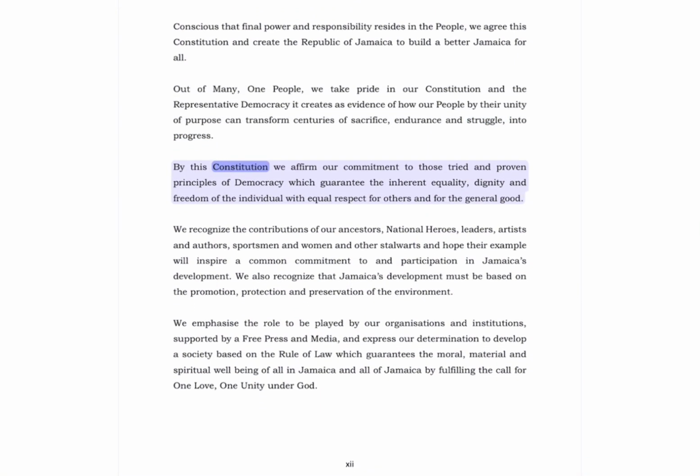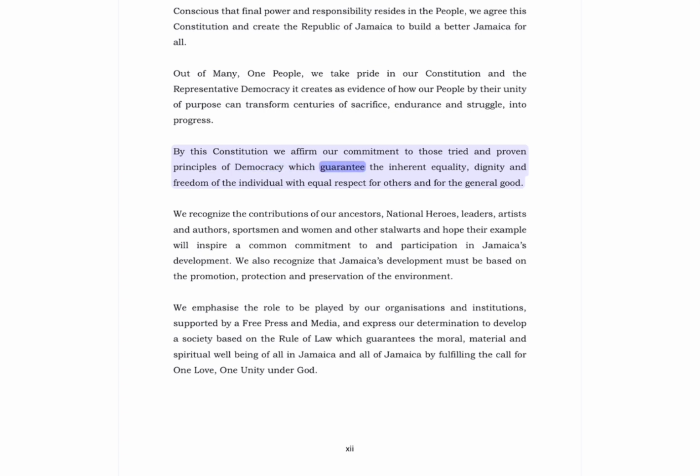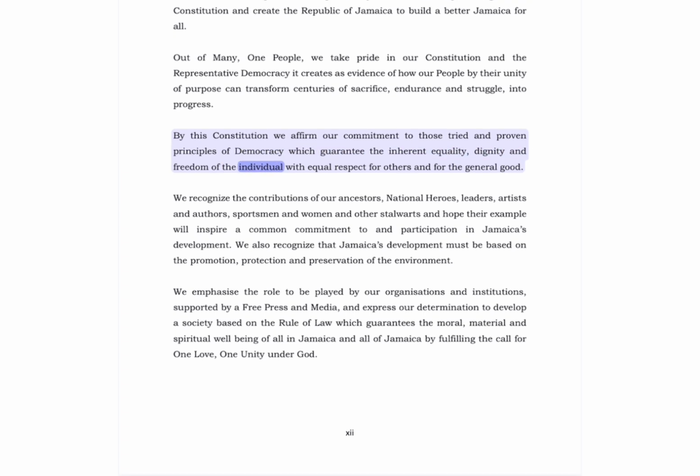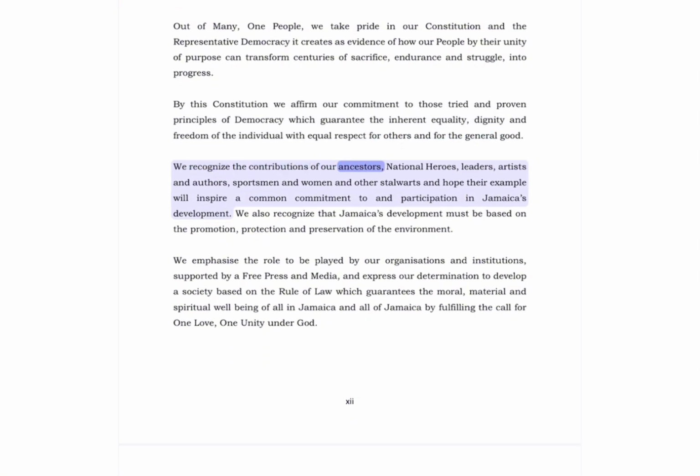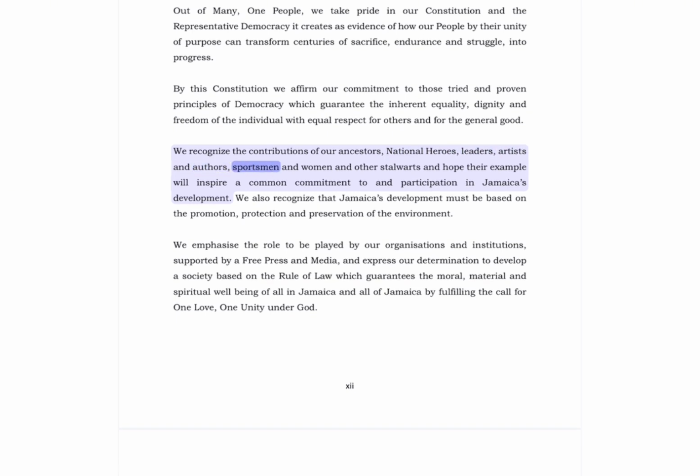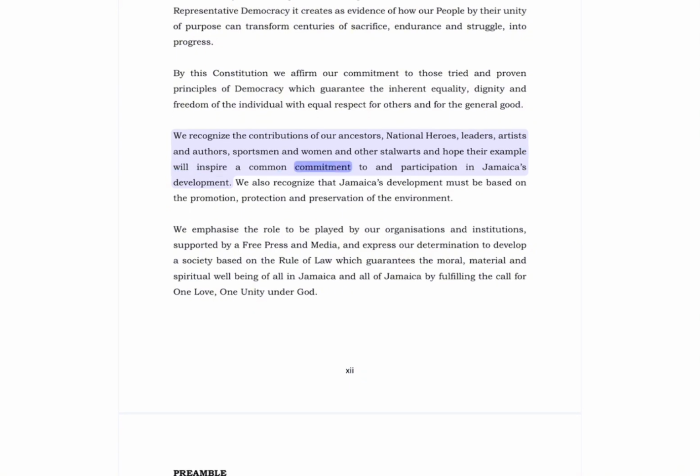By this Constitution, we affirm our commitment to those tried and proven principles of democracy which guarantee the inherent equality, dignity, and freedom of the individual with equal respect for others and for the general good. We recognize the contributions of our ancestors, national heroes, leaders, artists, and authors, sportsmen and women, and other stalwarts, and hope their example will inspire a common commitment to and participation in Jamaica's development.